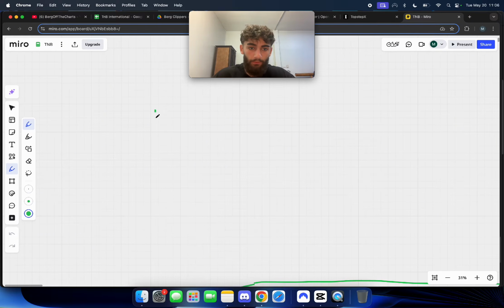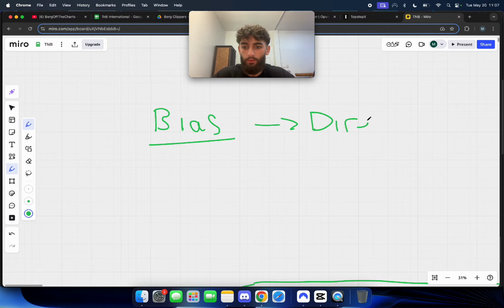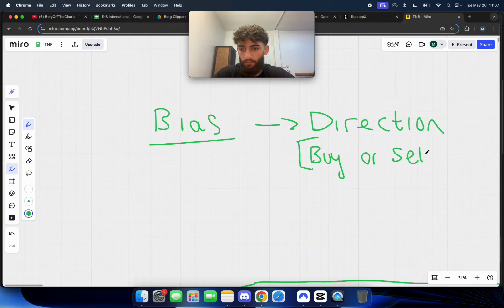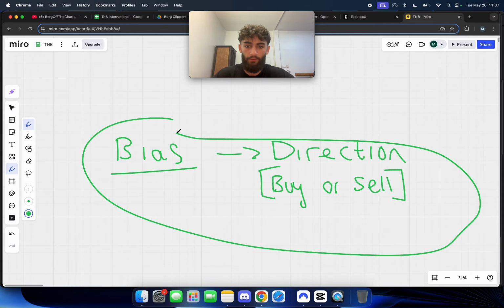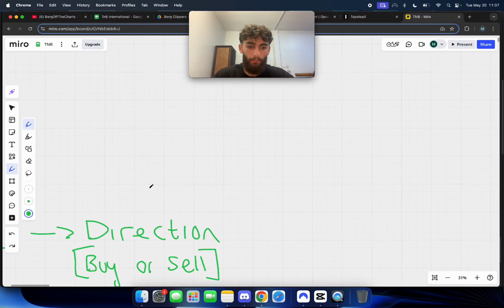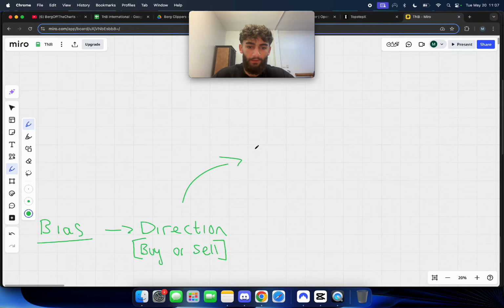Number one, what do we need? We need a bias, because how are we going to know direction? And by direction, I mean buy or sell. We're going to need to know this because we need to know whether we're taking shorts or longs in the market. So we're going to need bias, first of all. We're going to go from bias and leapfrog over here.